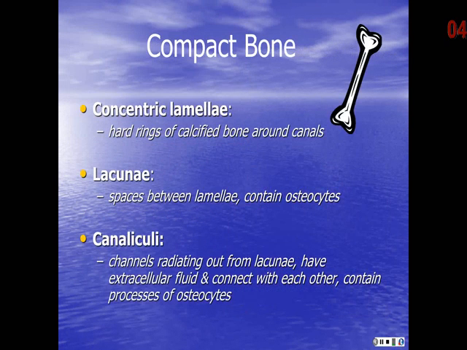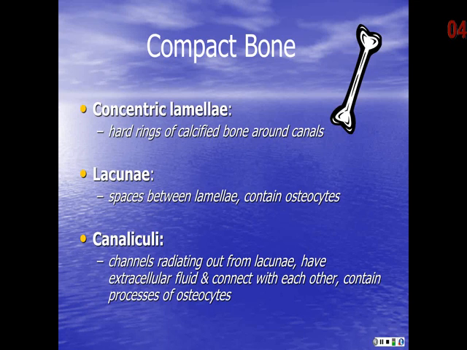The bone is organized in concentric rings of hard calcified bone that get larger as you move out from the center, called concentric lamellae. The lacunae are the spaces between the lamellae that contain the osteocytes. In order to be able to pass nutrients to the cells that are not immediately next to the canals, we have canaliculi. The canaliculi are channels that radiate out from the lacunae and connect with each other. They contain extracellular fluid and processes or surfaces of the osteocytes, so nutrients can be passed out to the cells that are farther away.